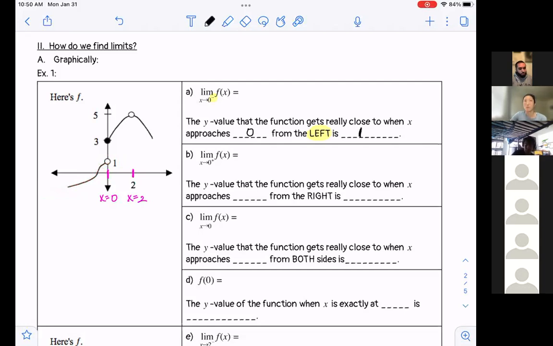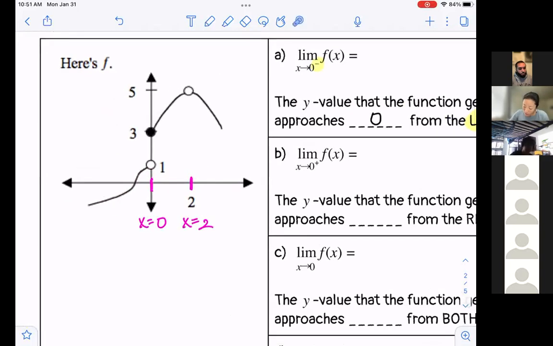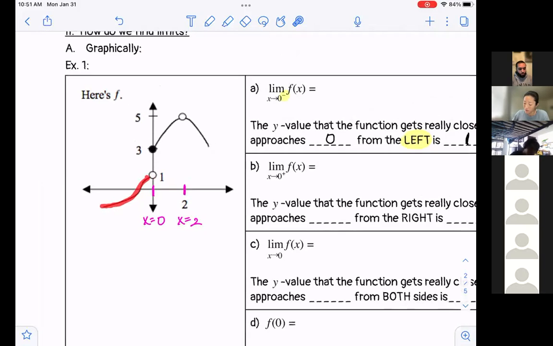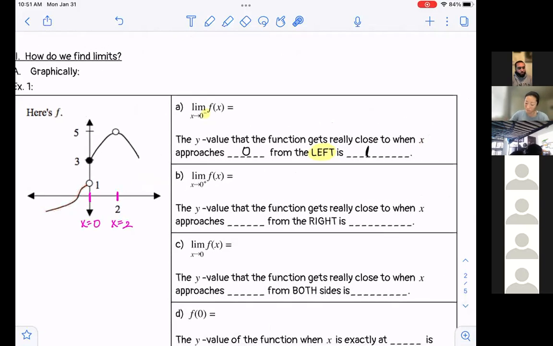Did I get to 1? No. This is the weird part. We don't get to 1, but we don't care about that. All we care about in this question is, what are we getting close to? It's getting real close to 1. That is enough for us to answer this question, and so our answer would be 1.